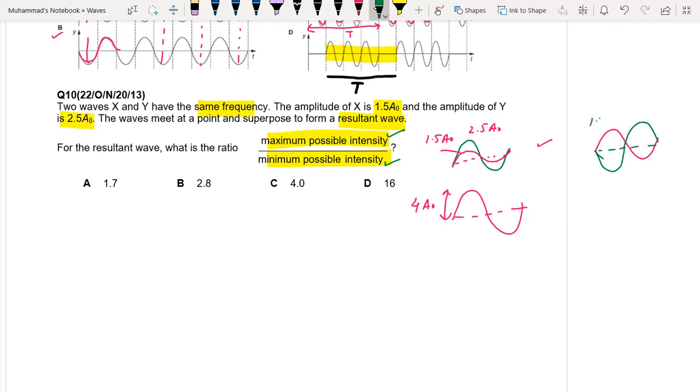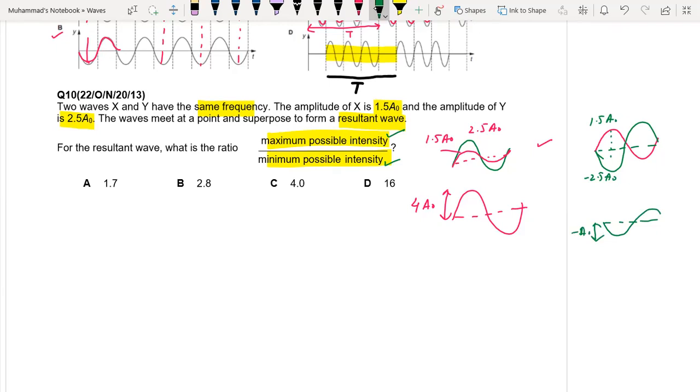This is 1.5 a naught, and this one has minus 2.5 a naught. They are interfering destructively. The crest of one wave overlaps with the trough of the other wave. So in this case, the resultant amplitude will be 2.5 minus 1.5, that is 1. So amplitude over here will be a naught.